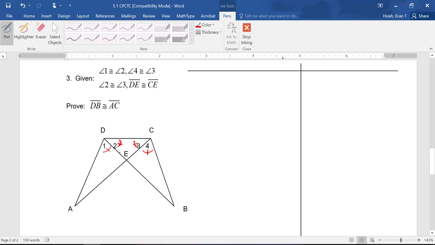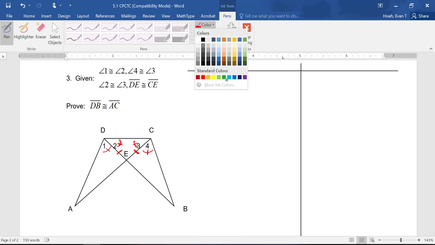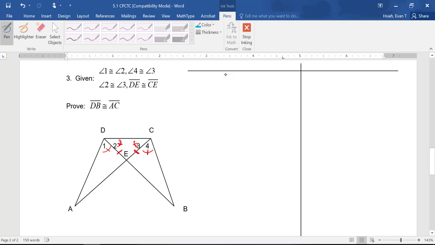I know that DE is congruent to CE, and I'm trying to prove, let's use a different color, that DB is congruent to AC. Okay, so there's a couple of approaches you can take here. The first thing you have to do when you identify what you're trying to prove is figure out which triangles to prove congruent.